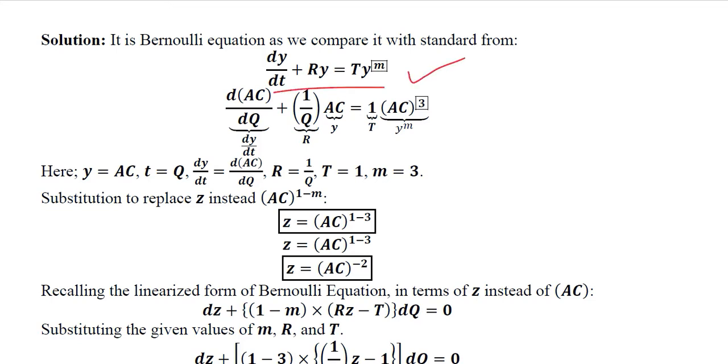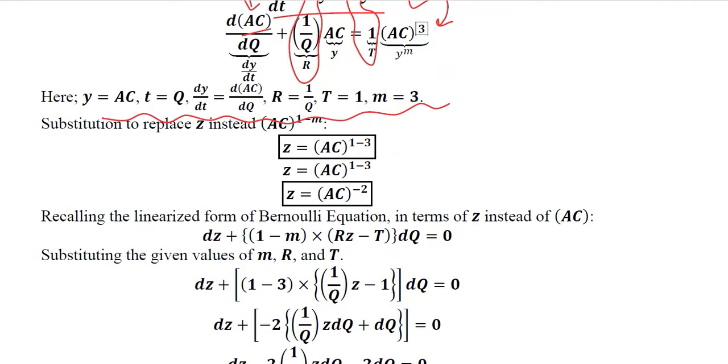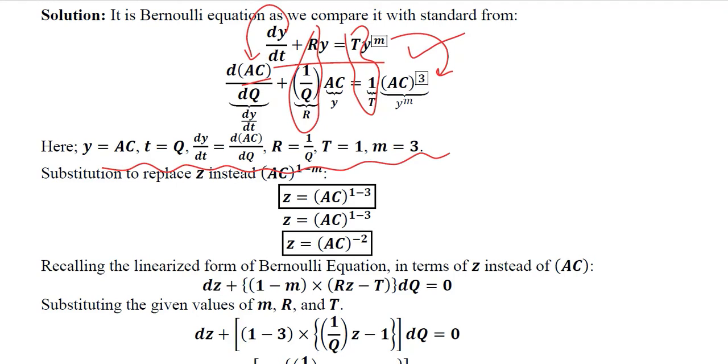So let us compare it with the standard form of Bernoulli's equation. As we compare, we get that in place of Y we have AC, instead of R we have 1 over Q, instead of T we have 1, and instead of M we have 3. So we can extract these values because these are the values that we can use in order to find out the solution of this Bernoulli equation type of function.